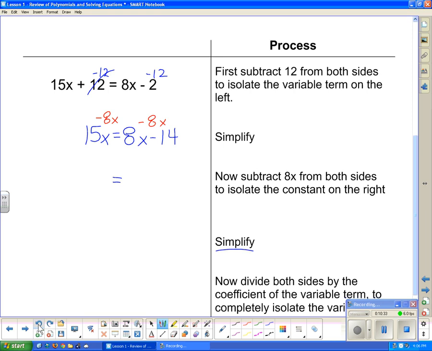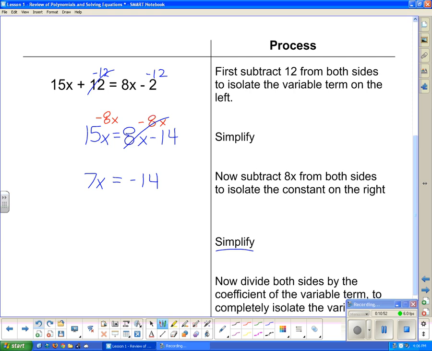So when I simplify, I get 7x on this side because that negative 8 cancels 8 of the positives, and I'm left with 7 positive x's. Those two negative 8s, they're gone, so all I have on this side is negative 14. And now I know 7x is equal to negative 14.